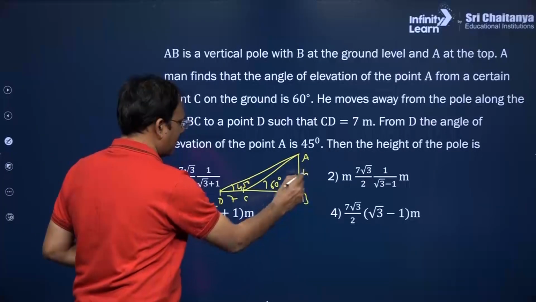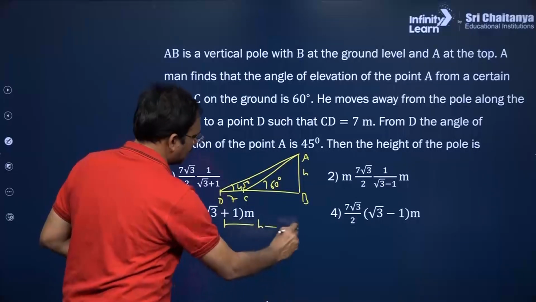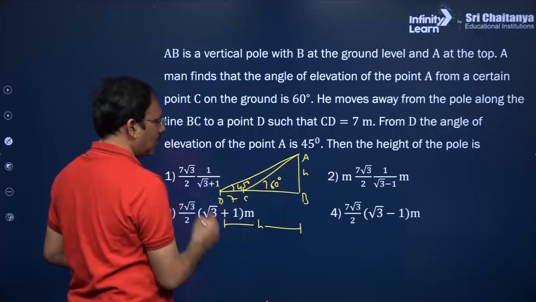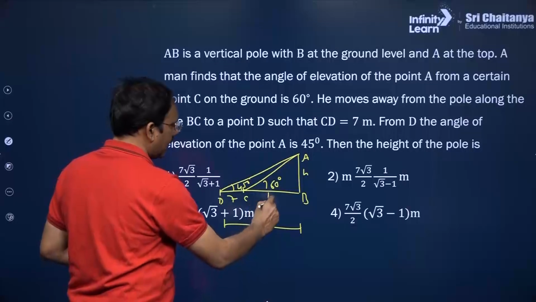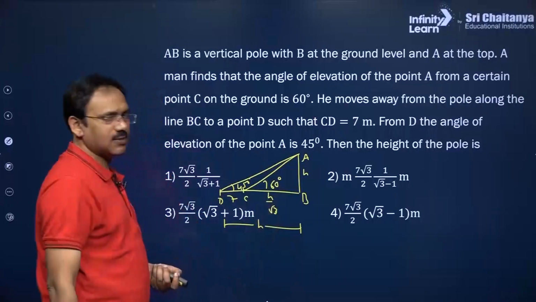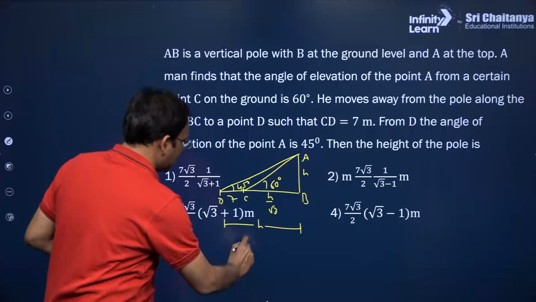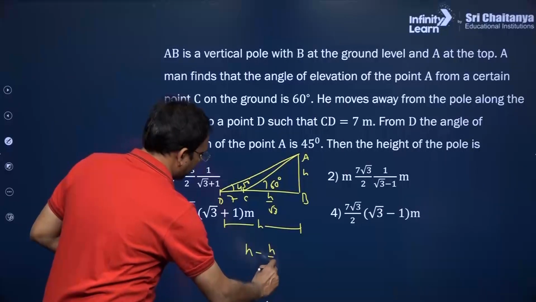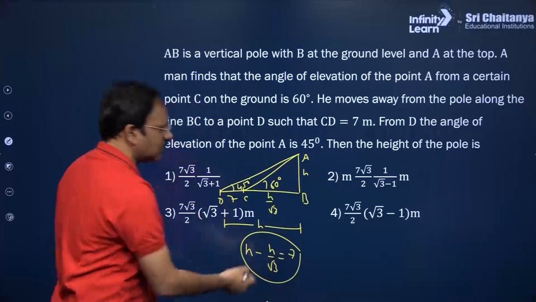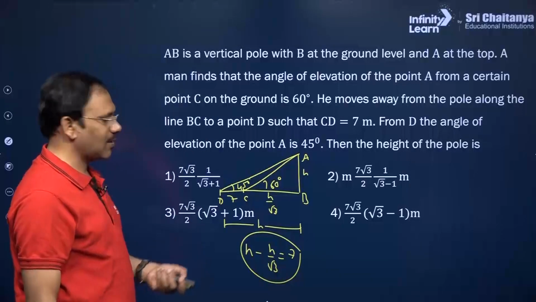Suppose this is H, my dear friends. This complete distance is H. If this is 60 degrees, this is H by root 3, my dear friends. Okay. So one simple equation, H minus H by root 3 is going to be 7. Simple, you can solve the H value, you will get the answer.